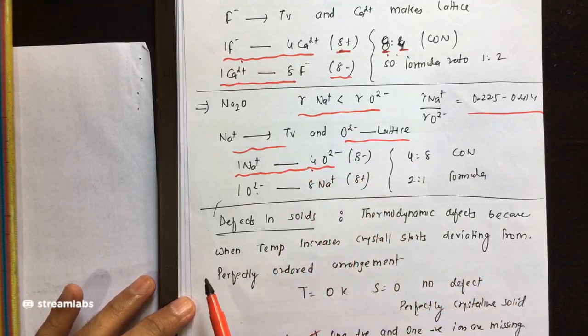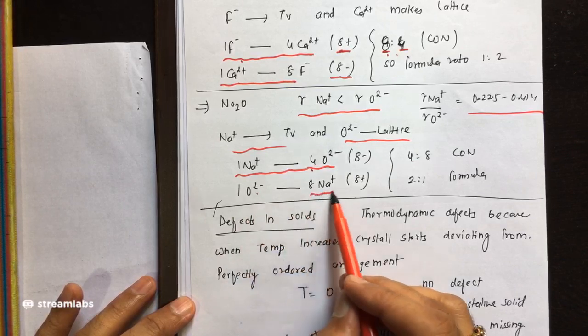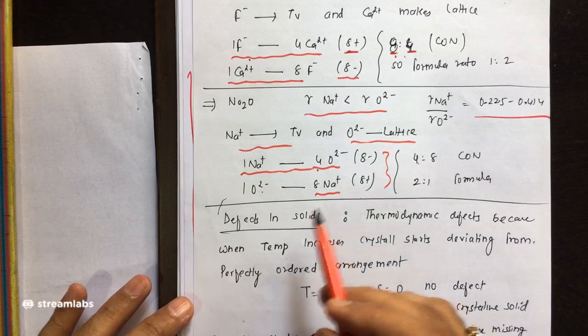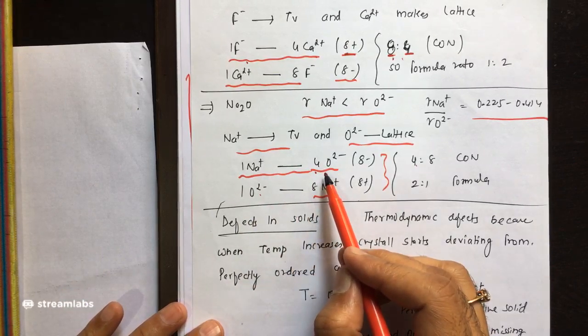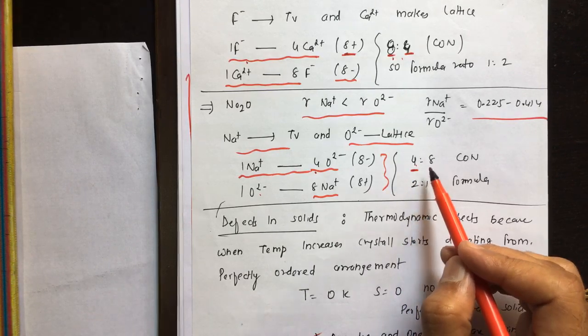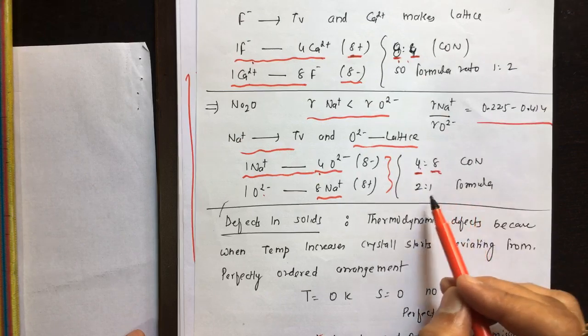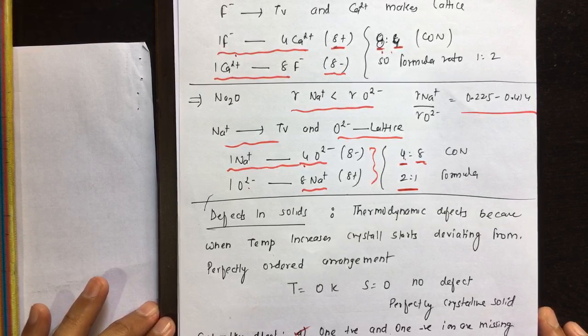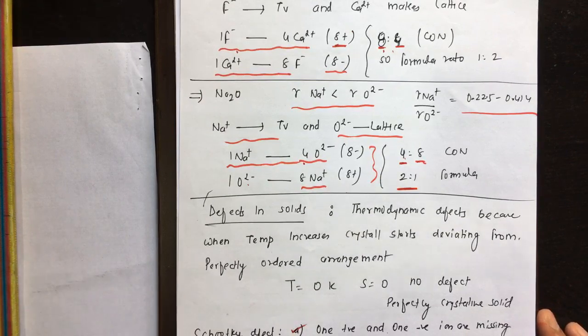4 2s are 8 negative. And one oxide is surrounded by 8 sodium, so 8 positive. So it is nothing but 4:8. One sodium is surrounded by 4 oxide, so the coordination number of sodium is 4. The coordination number of oxygen is 8. So 4:8, that is nothing but 2:1. So this is the formula we have got, 2:1. So we have discussed all the particular types of voids, all the particular types of arrangements over here and the radius ratio correspondingly.